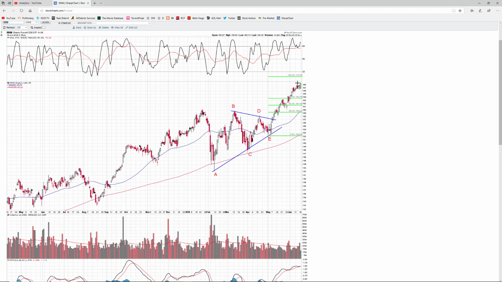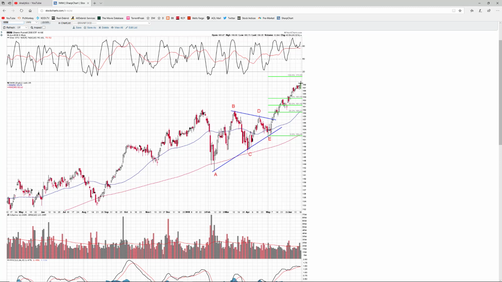In this case, we're going parabolic, but what's important here to note is the 200-day moving average. The further away from the 200-day moving average you get, the higher the odds of selling. You'll notice here we got a very long distance. And when we get to today, it's even bigger.